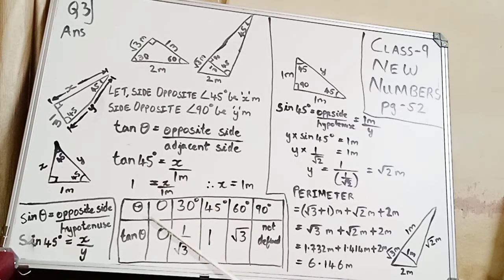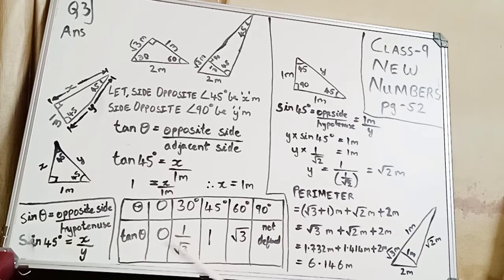So tan 45, you can see this table, you need to learn it by heart. This is theta. Theta means the angles. It can be 0, 30, 45, 60 and 90. If theta is 0, tan theta is 0. If theta is 30, tan theta is 1 by root 3. If theta is 45, the answer is 1. If theta is 60, the answer is root 3. If theta is 90, the answer is not defined. So this table you need to learn by heart.